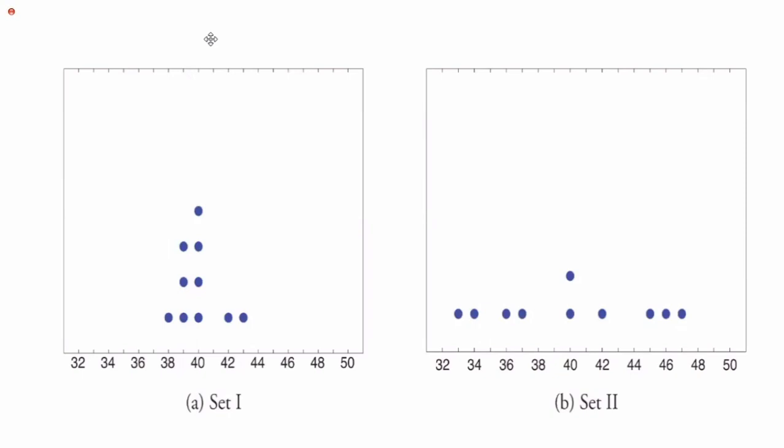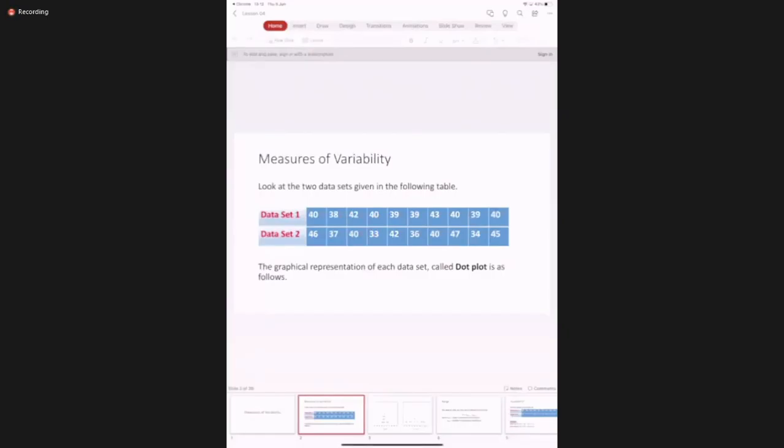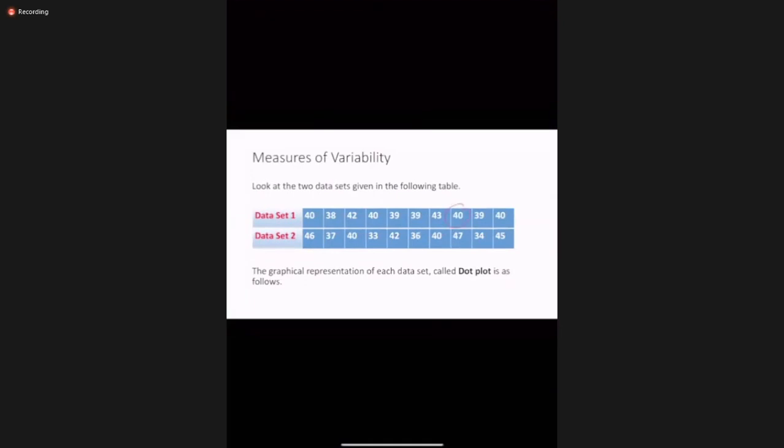If you can remember, for these two data sets, we got 43 as mean, median, and mode, and here also 43, or 42. Sorry, 40. Okay, sorry for that. 40 was found as mean, median, and mode. And here also 40 was the mean, median, and mode.